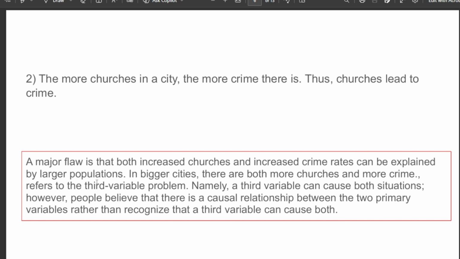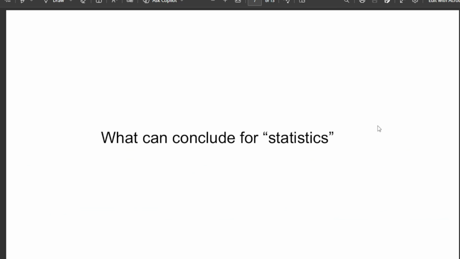This refers to the third variable problem, namely a third variable can cause both situations. The third variable problem we're going to talk about later in future episodes. However, people believe that there is a causal relationship between the two primary variables rather than recognize that a third variable can cause both. So, what can we conclude for statistics? Statistics helps us to, of course, interpret data and also underlying patterns, right? And also can make probabilities.